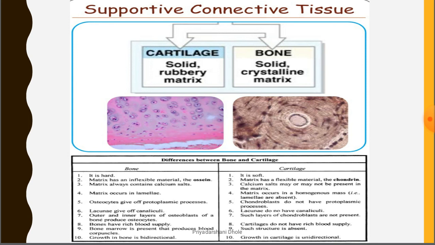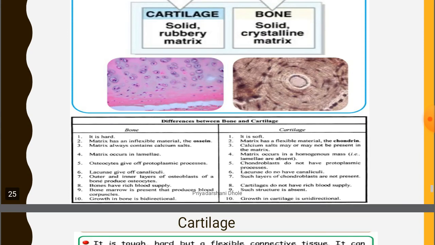While cartilage is the opposite of bone, it is soft, and has a flexible material which is chondrin. Calcium salt may or may not be present. It occurs in a homogeneous mass. Chondroblasts do not have protoplasmic processes. Lacunae do not have canaliculi, which are hair-like structures, and such layers of chondroblasts are not present. Cartilage does not have a rich blood supply. Such structures are absent, and growth in cartilage is unidirectional.